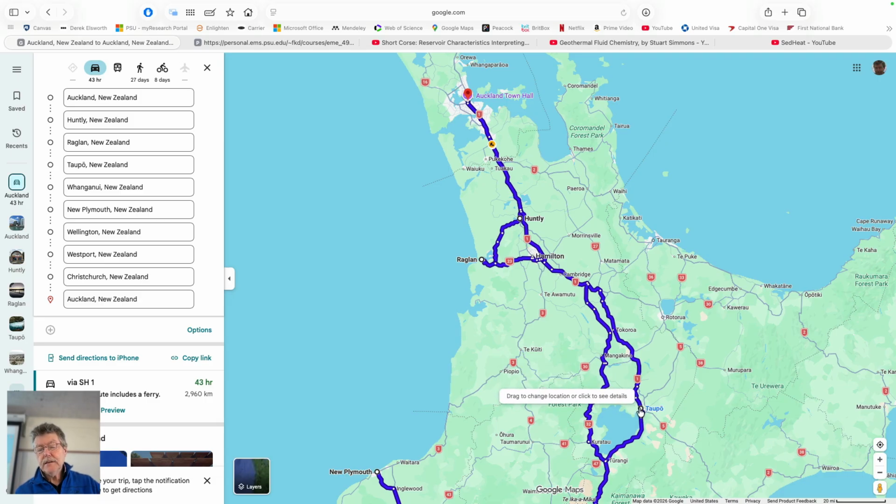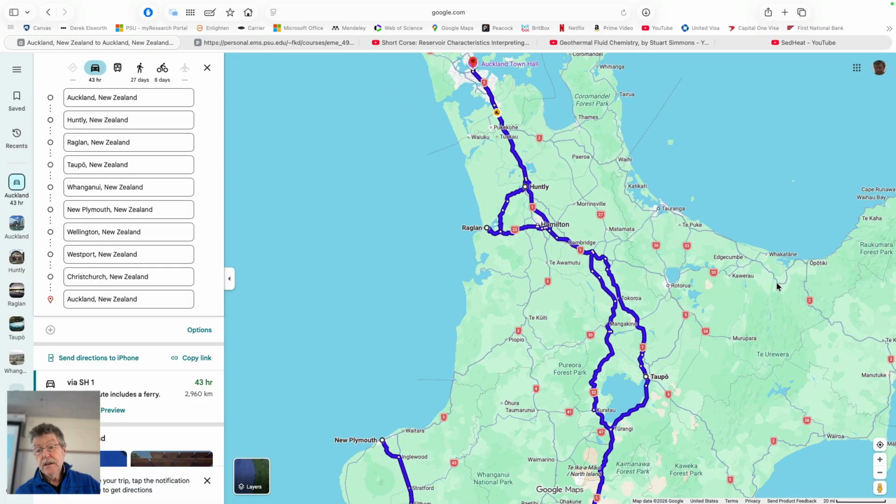Taupo is on the edge of the Taupo volcanic zone, which we'll have a look at. So this is a fault-bounded region, which includes a bunch of volcanoes and very high geothermal gradients that are close to the surface. It's centered on Taupo. It goes out to the coast on each side.